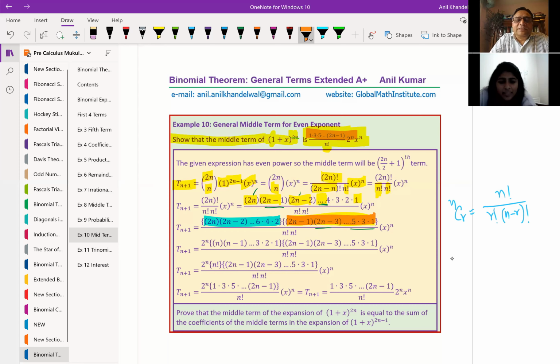So in the even series, I can take 2 common from every term because they're even multiples of 2, right? If I take 2 from every term, these are n terms. From n terms, if I take 2 common, I get 2 to the power of n. You get the idea? And inside, half of these, so n times n minus 1 and so on. Half of 6 is 3, half of 4 is 2, half of 2 is 1. We get n factorial. And then n factorial cancels now. Do you see that part?